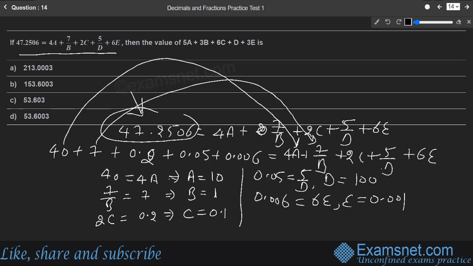So we have got the values of a, b, c, d and e, everything. Now, since we have the values of a, b, c, d, everything, clearly we can put all the values in the expression given here and then we can solve. So let us do it.